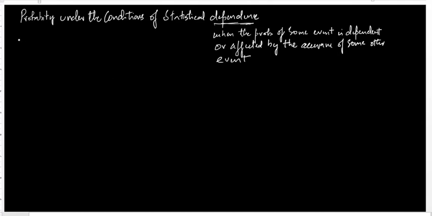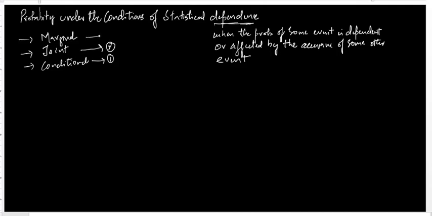Now in this case I will also be talking about the marginal probability, the joint probability, and the conditional probability. However, I will be discussing them in the reverse order. First I will talk about the conditional probability, then the joint probability, and then the marginal probability in this case. So: conditional probability under statistical dependence, joint probability under statistical dependence, and marginal probability under statistical dependence.